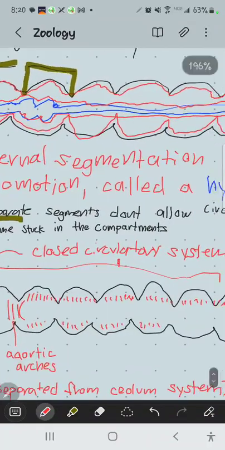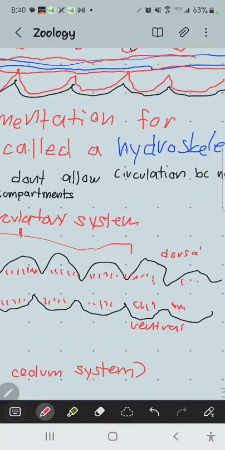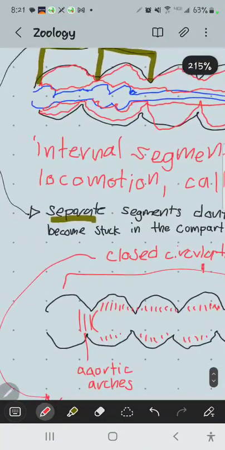So feeding. The advantage to feeding is that with a mesodermally lined gut, we have feeding organs like a stomach, or we'll call them a crop and gizzard. But basically it's like feeding organs: crop, gizzard, and then typhlosole.